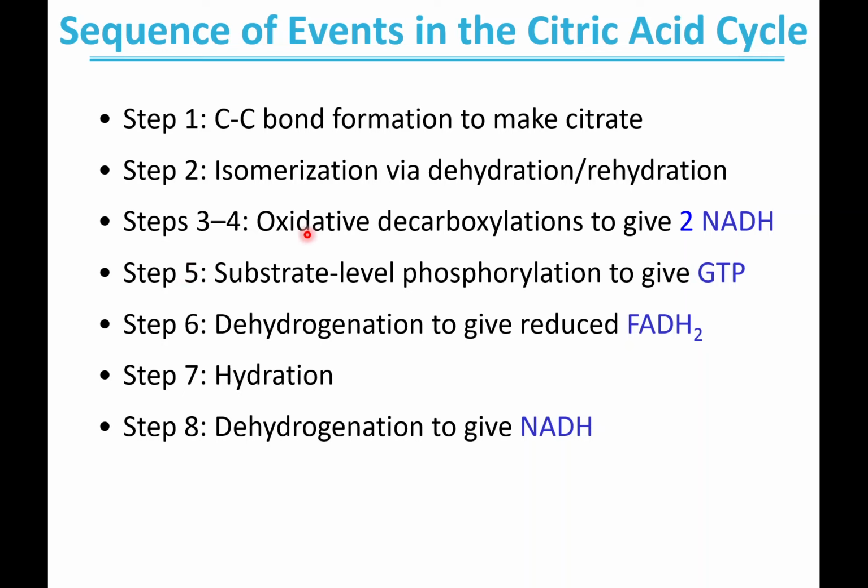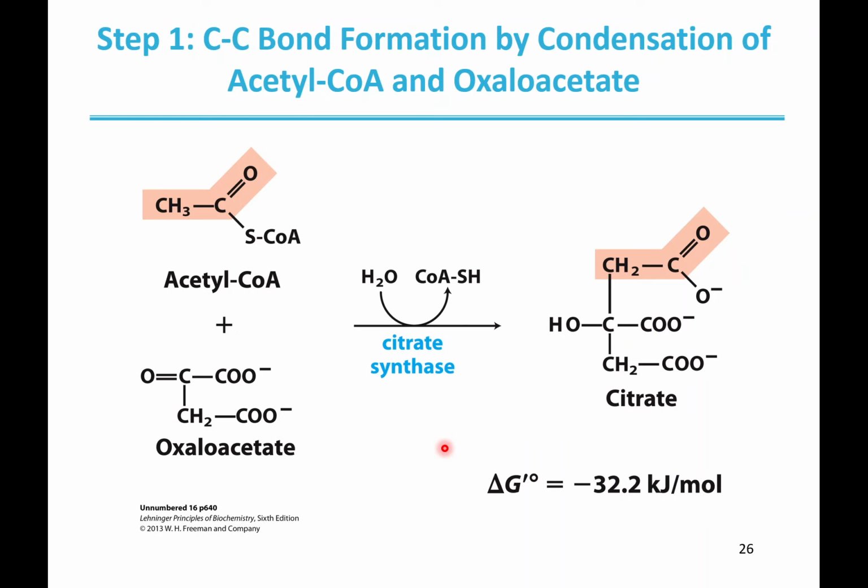Okay, so in steps 3 and 4 is where we get the oxidative decarboxylations. We're taking off 2 carbons in the form of CO2 to give NADHs. Step 5 is where we phosphorylate a substrate to give GTP, which is, again, energy. Step 6, we do a dehydrogenation to get a reduced FADH2, an electron carrier. Step 7 is a hydration. And then step 8 is another dehydrogenation to give NADH. Okay. So let's look at these in a little bit more detail.